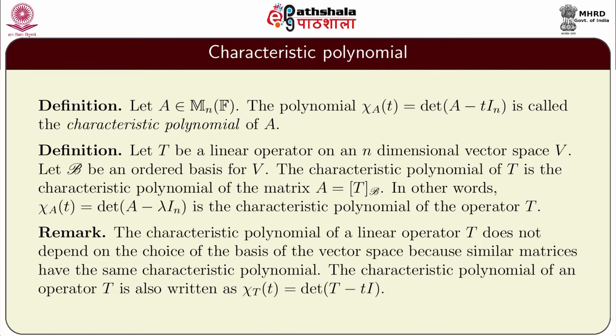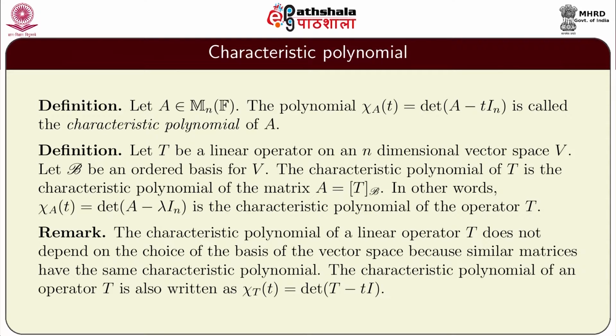Therefore, what we have seen just now is that a scalar lambda in F is an eigenvalue of A if and only if chi A of lambda, that is the determinant of A minus lambda In, is 0. That means that lambda has to be a root of the characteristic polynomial chi A.